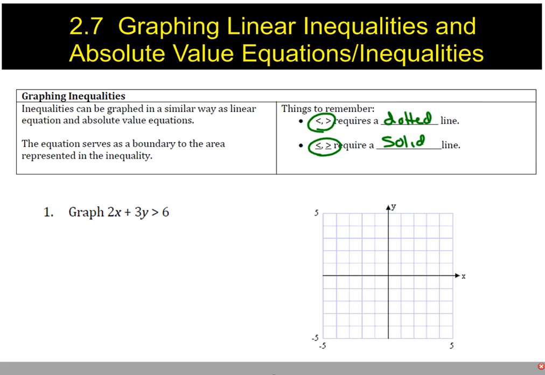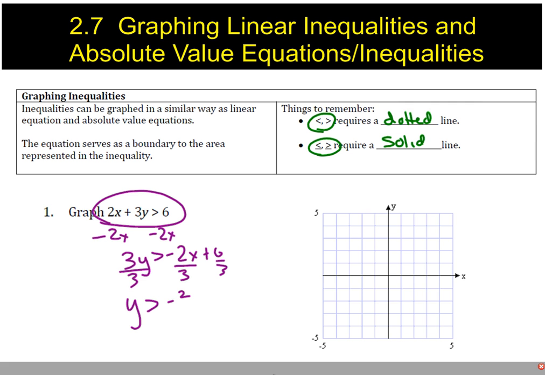So if I graph 2x plus 3y greater than 6, well, right now it's not in a very good way to graph it. So I'm just going to do a little algebra here to make it easier to graph. So I get negative 2/3 x plus 2. So my graph starts at 2. I'm going to go down 2 over 3. It's going to be a dotted line.